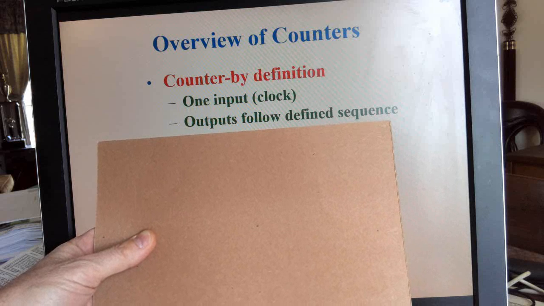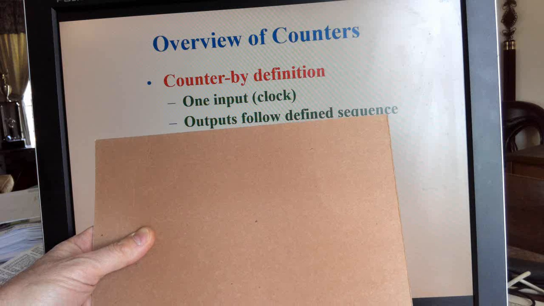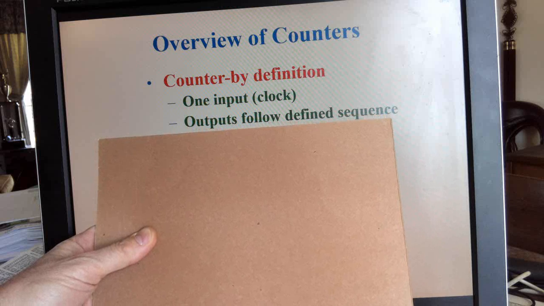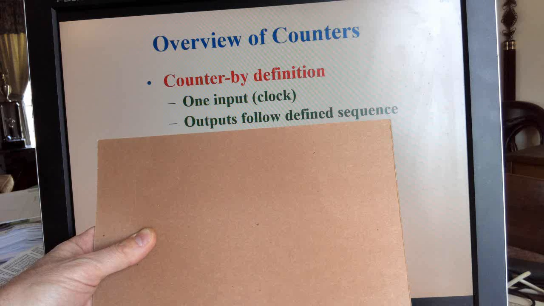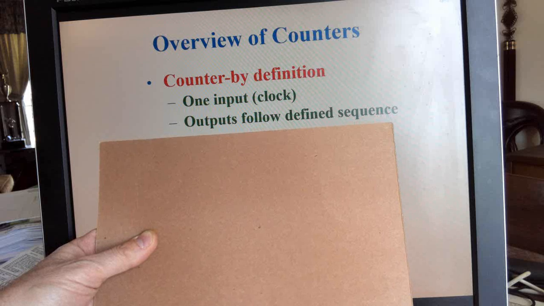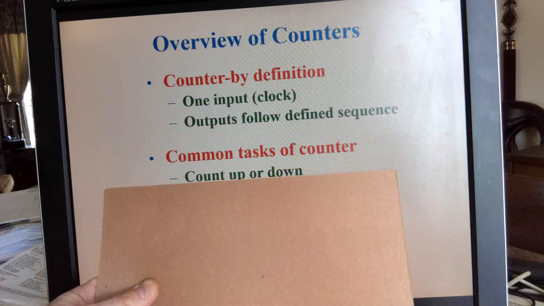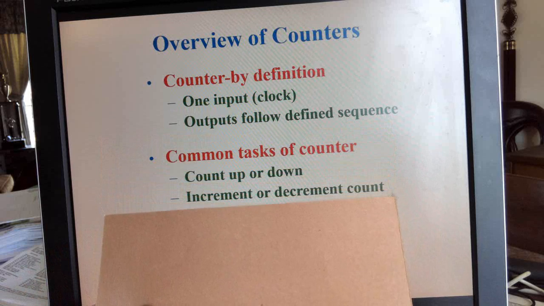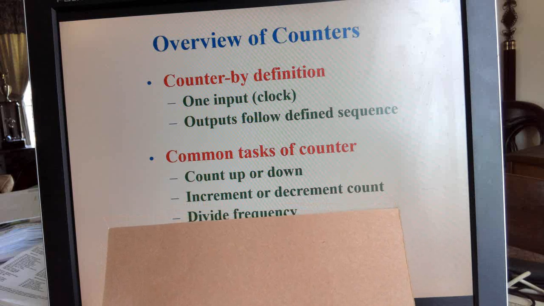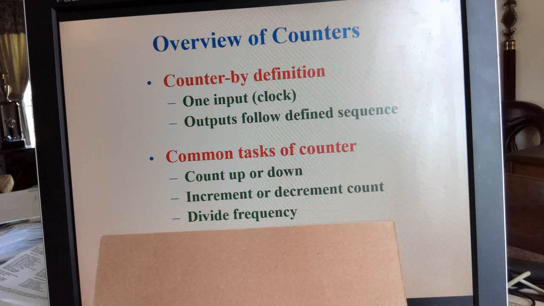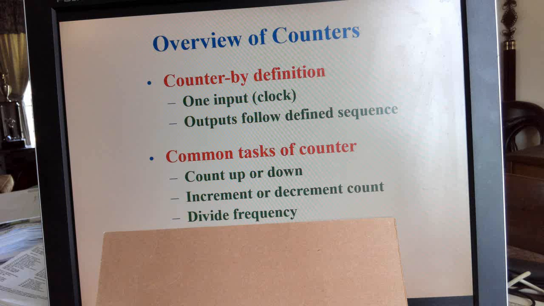The outputs will follow a defined sequence, meaning the JKs are in the toggle state, so they will flip between 0 and 1, 0 and 1, and the chain following them will push digits either to the left or to the right, and we'll see how that works in a minute. Common task, you can either count up or count down, or another way of thinking about that would be to increment or decrement the count. Okay, so if we're at 0001, we can go to 0010 and count up, or we could go the opposite and count down. And then lastly, we'll see that you can actually use it for division of frequency. If we haven't talked about that already, we'll see how that works.